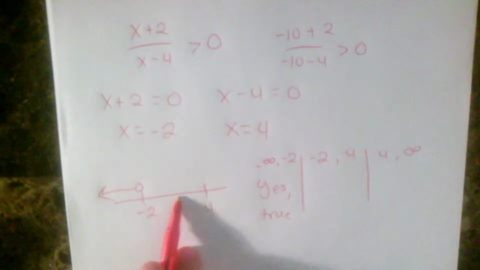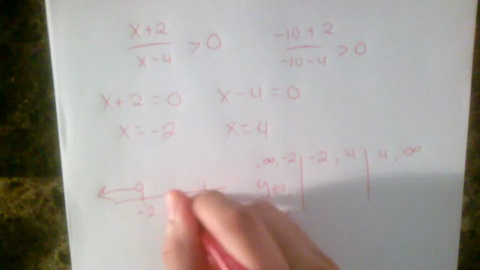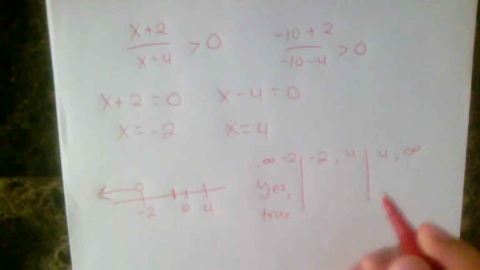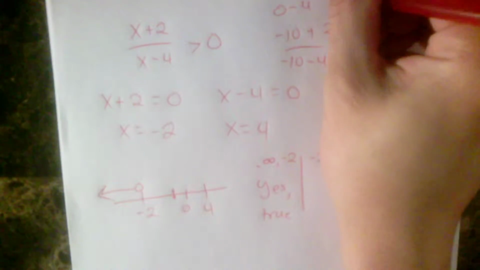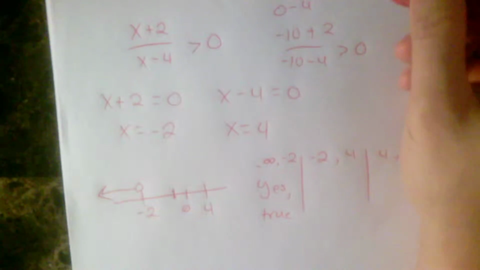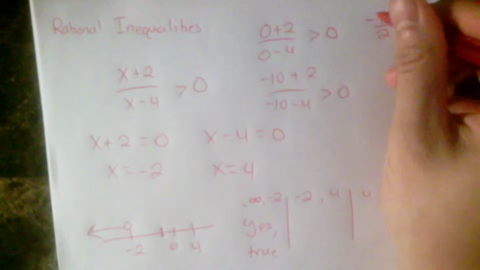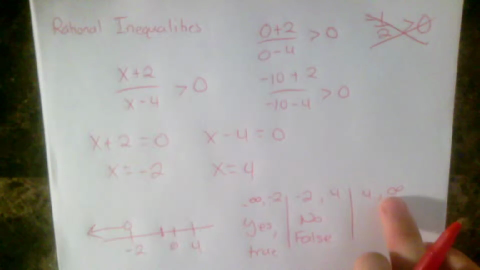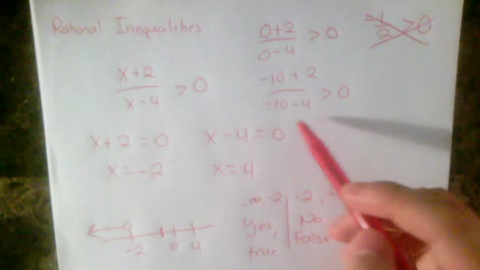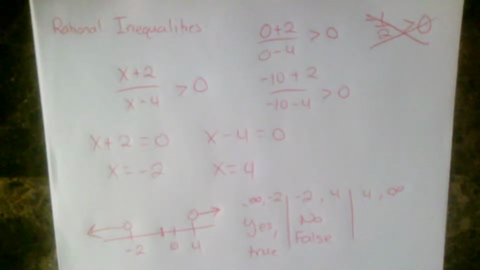Then you test something in this interval, something between -2 and 4. And I recommend 0, because 0 is a nice easy number to test. You test the same thing. So replace your x's: (0 + 2)/(0 - 4) > 0. 2 over -4 is -1/2, which is not greater than 0, so this doesn't work out, so it's not going to have a line in here. So this would be no or false. And then we'll continue to test a number in here like 10. 10 plus 2 is 12, 10 minus 4 is 6, 12 over 6 is 2, 2 is greater than 0. So you do put that line out that way.